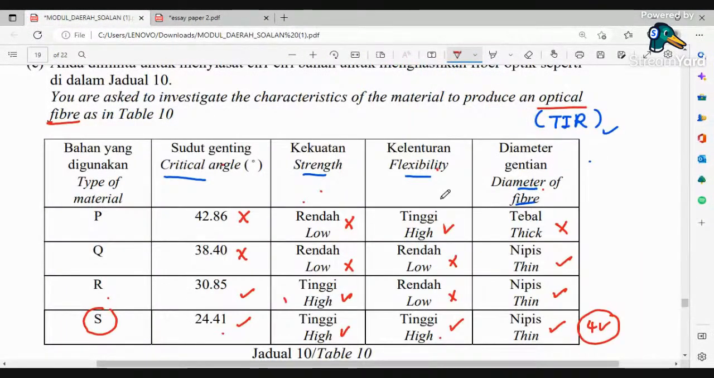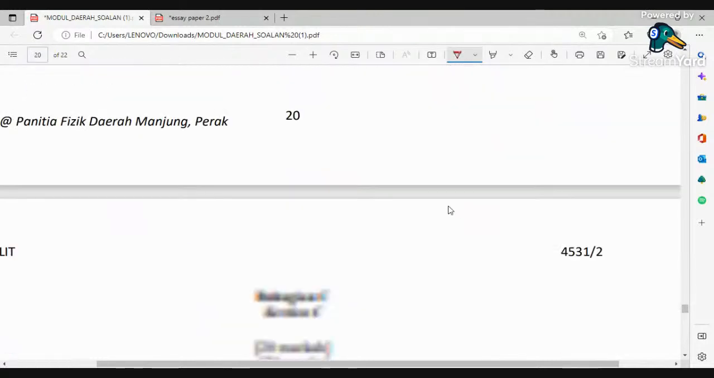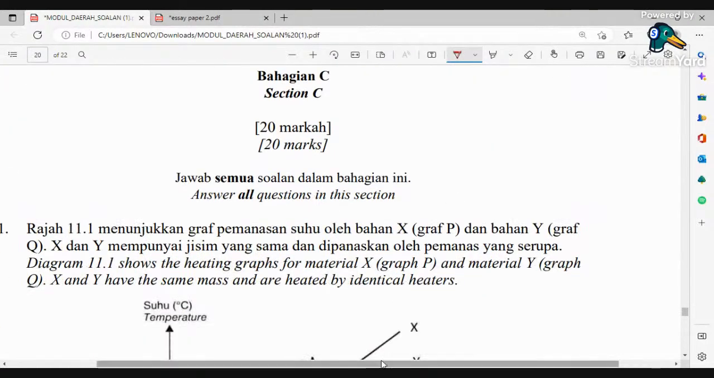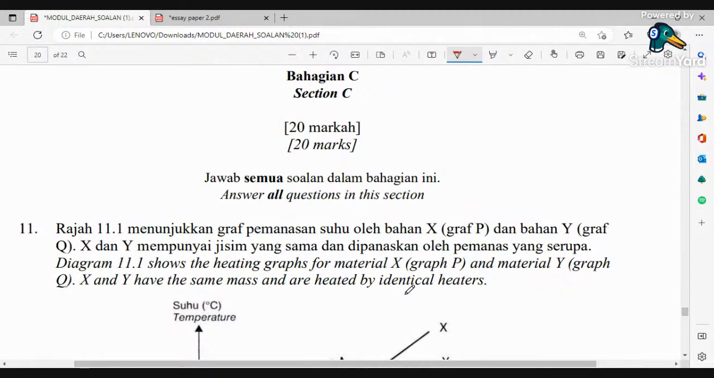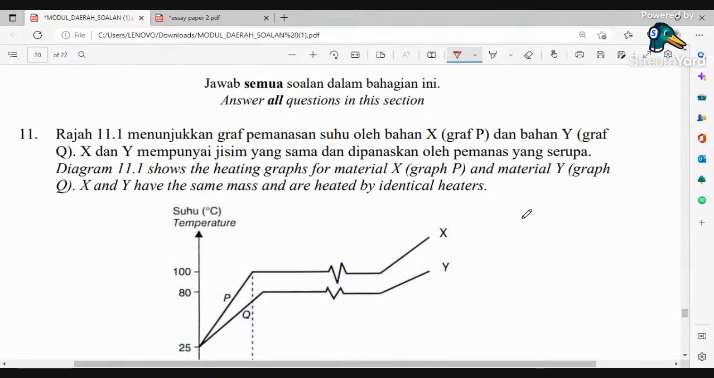Let's look at the next question. Section C, the last question. This one is only one question, so it is compulsory to answer. Number 11, diagram 11.1 shows heating graph for material X and material Y. X and Y have the same mass, heated by identical heaters. Identical heaters means same power. So this topic is heat.